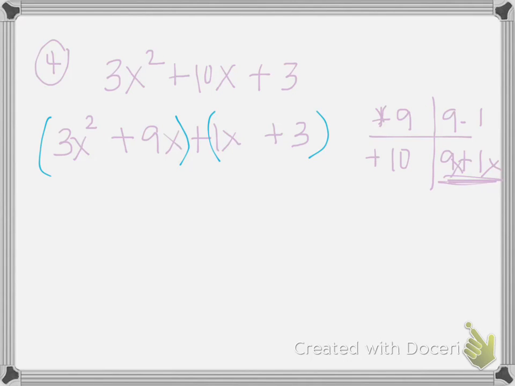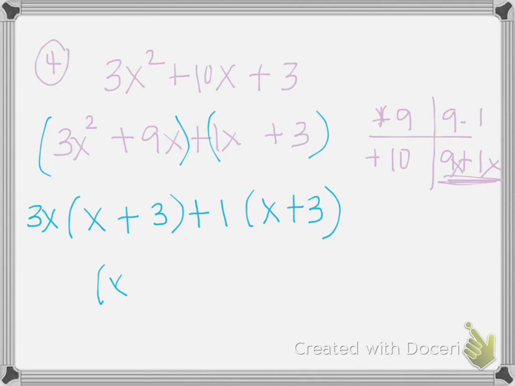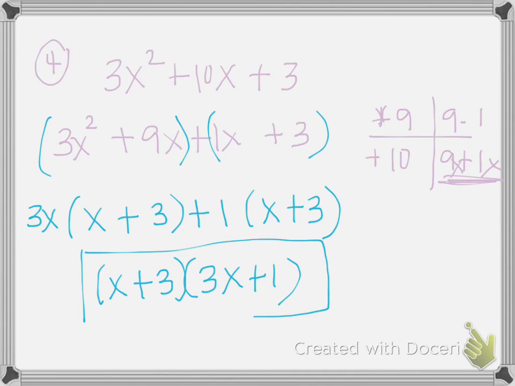Out of the first one, we can factor out a 3x, and I'll be left with x plus 3. Out of the second one, I can factor out a 1, and I'll be left with x plus 3. Your parentheses are the same, so you're going to be left with x plus 3 times 3x plus 1. Multiply to see if that's what you started with. Also remember that if you can't factor a polynomial, then it is prime.